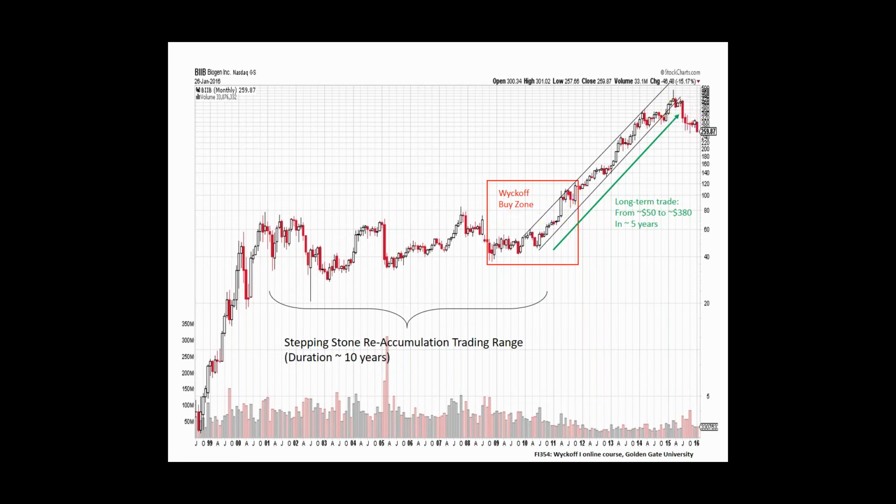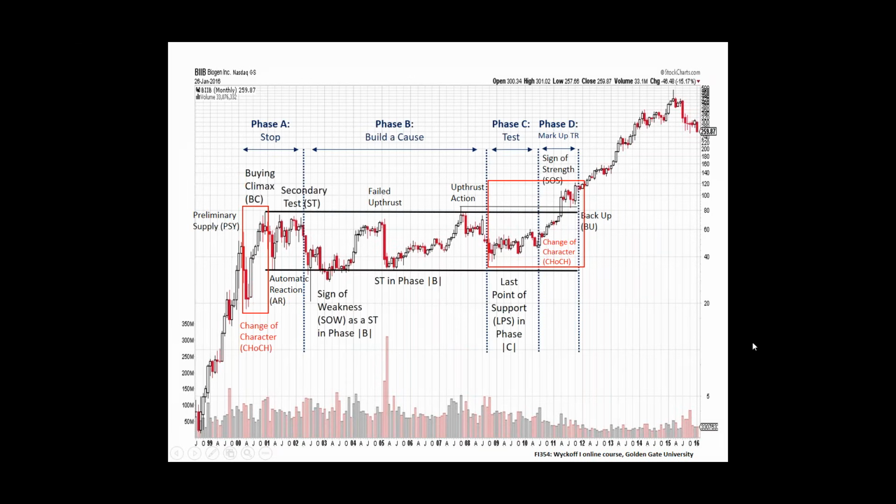So let's look at how we would label this trading range, and let's just go through this, Bruce. Bruce, where would you start your analysis? Let's say that we don't see phase C here, and we see maybe phase B and phase A. How would you look at those phases, and how would you start your analysis?